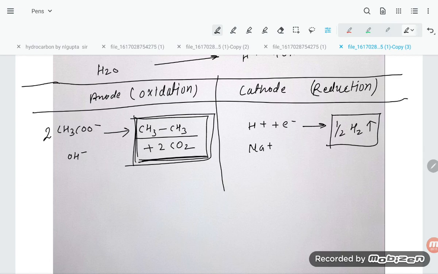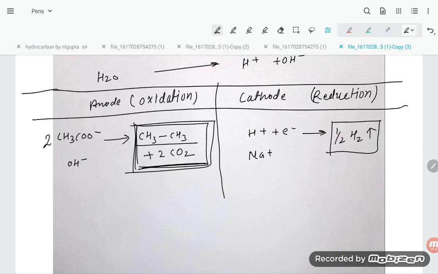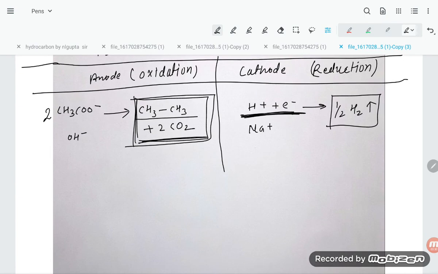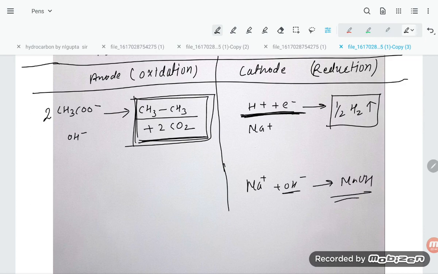Similarly, in the cathode reaction, why is the hydrogen getting reduced? Because the discharge potential of hydrogen is lower than that of sodium, so hydrogen gets reduced. And what will happen with the Na? This Na+ will combine with OH- at the cathode only, and this will give NaOH. So the OH- ions are there on both the anode side and cathode side, and that will be the product.